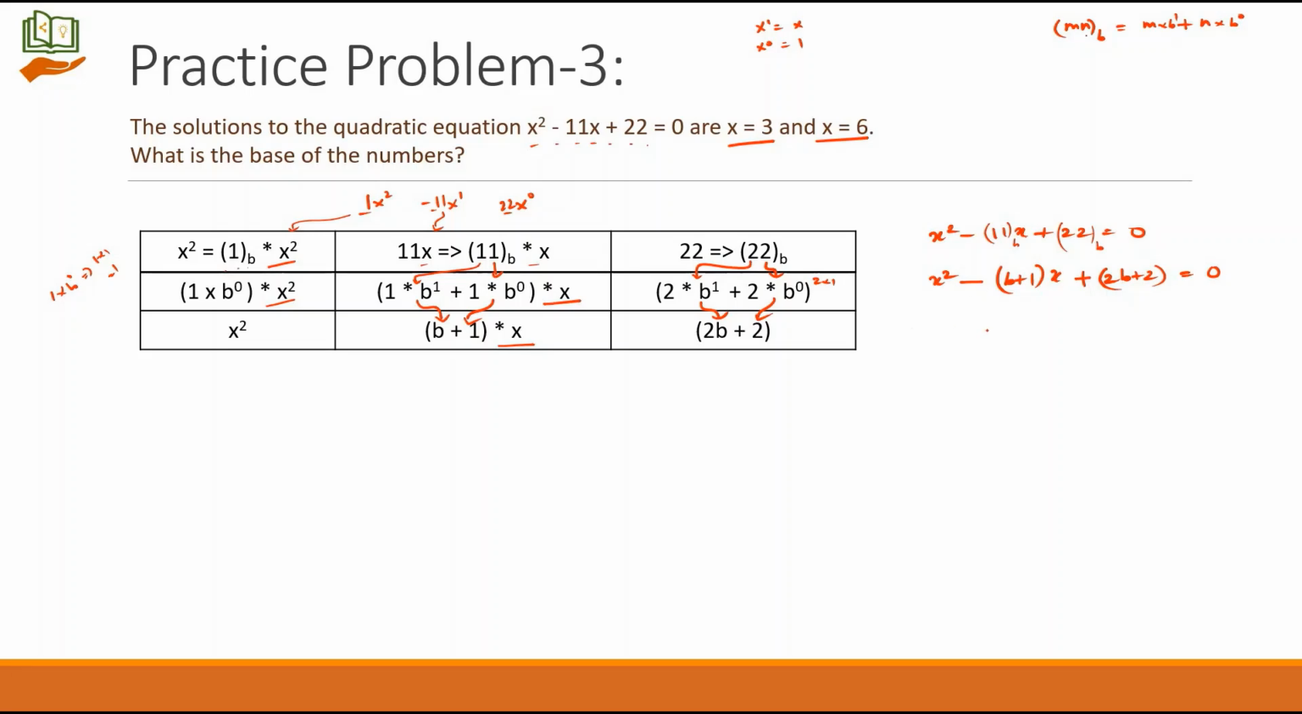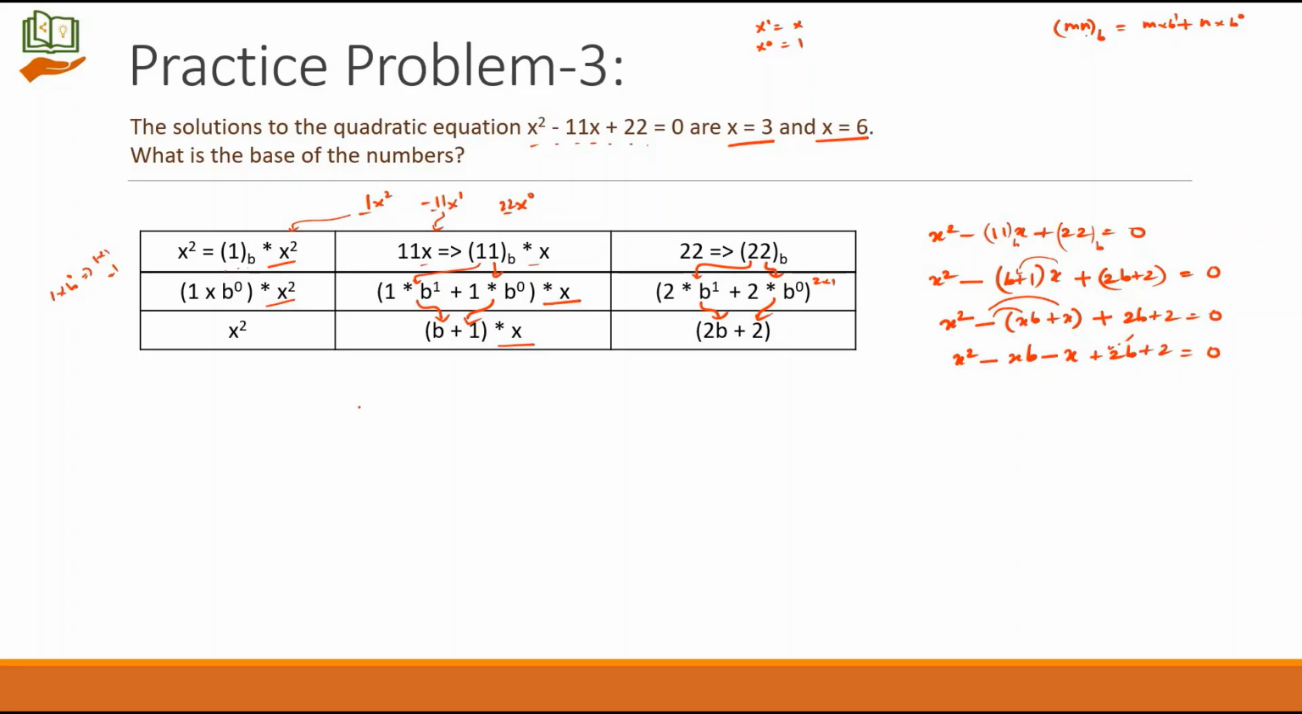Now we will solve this equation. x square minus, we have to apply this x inside. So this will be x into b plus x. Then this plus will be as it is. Then we have 2b plus 2 which is equal to 0. Now we have to apply this minus inside the brackets. x square minus xb minus x. Then we will place the term as it is, 2b plus 2 which is equal to 0.